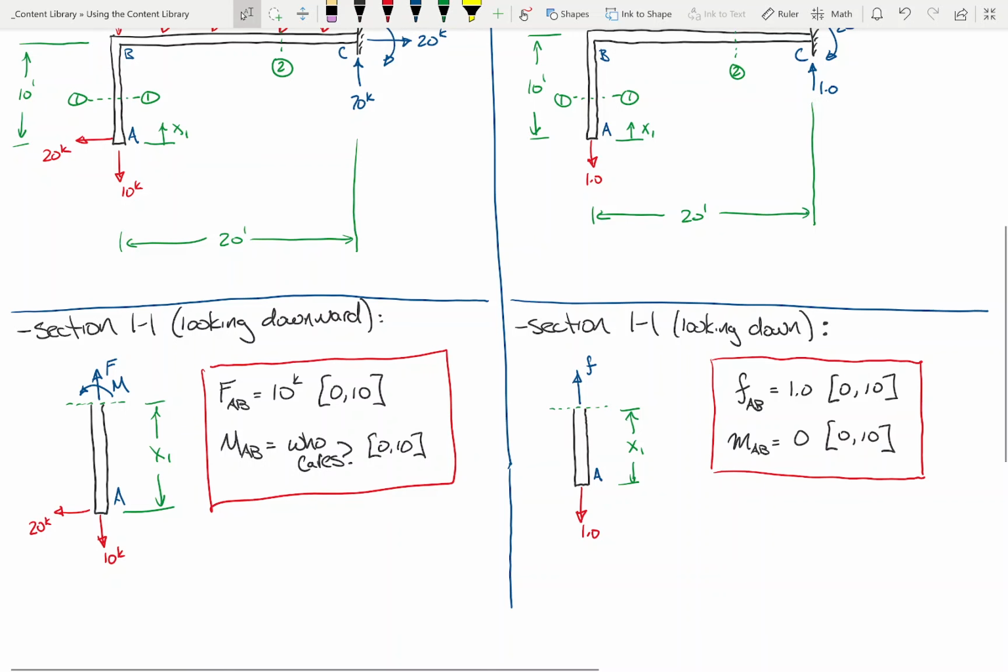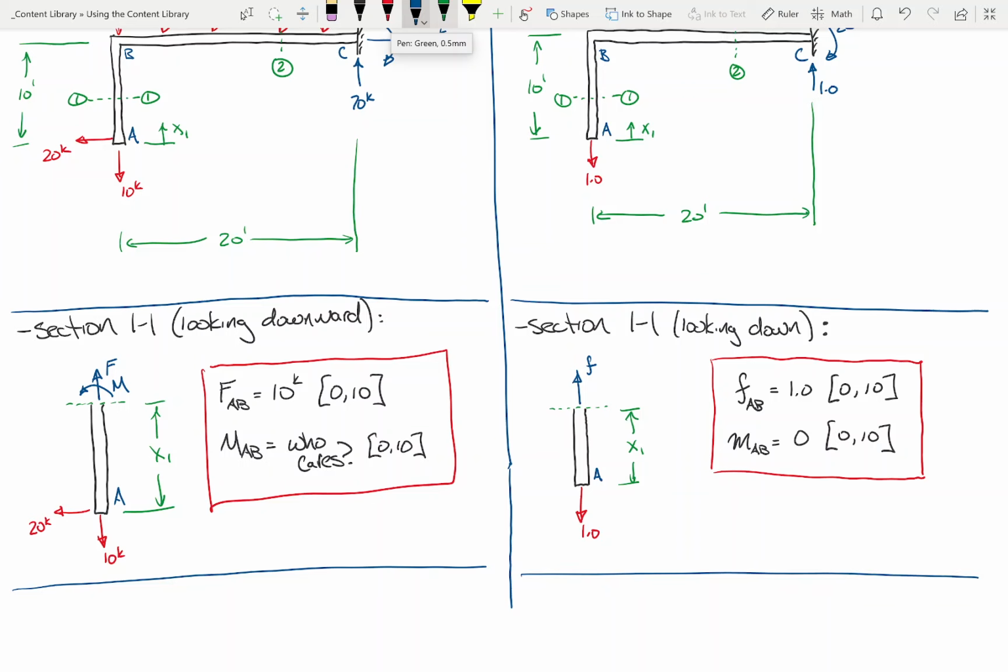Why, by the way, am I saying who cares? Because the virtual is 0. Exactly. See, what am I going to do? I'm going to integrate little MAB times big MAB over EI, right? So it's going to be 0 times whatever this is from 0 to 10. It doesn't matter what it is because I know that integral is going to give me 0. See what I'm doing here?